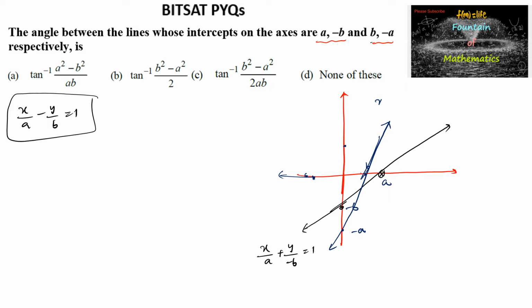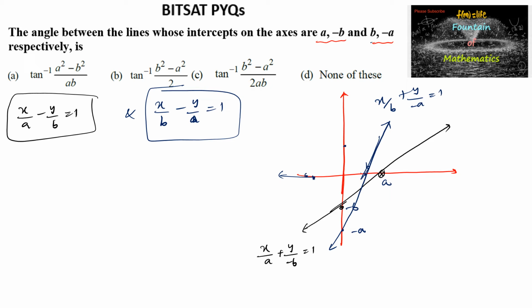And this line we can write as x upon b plus y upon negative a is equal to 1. So we got another equation, x upon b minus y upon a is equal to 1. Since we required the angle between the two lines, let us take the slopes.